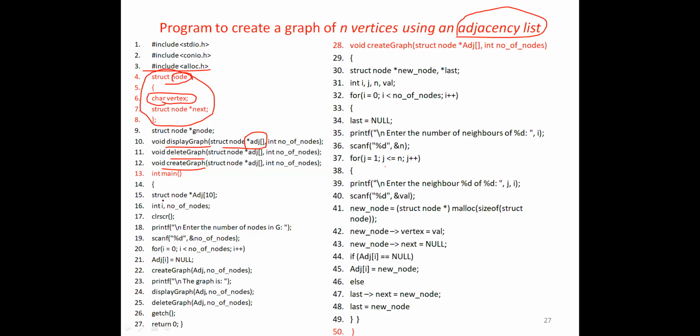Fine. Next, what is this one? We are going to use an adjacency list. We are not doing an adjacency matrix. If it were an adjacency matrix, we would use a two-dimensional array. Here, no need of a two-dimensional array. Since we are using an adjacency list, we are going to declare only a single dimensional array.